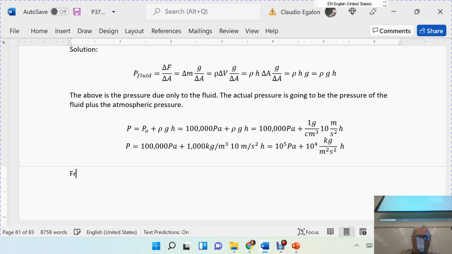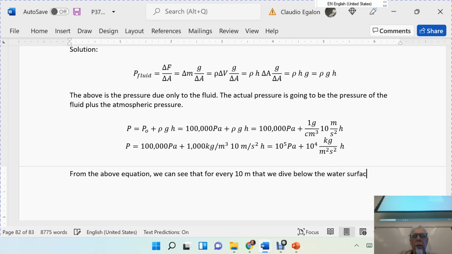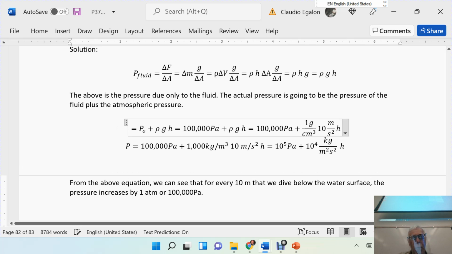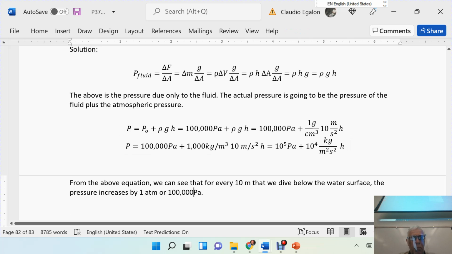So from the above equation, we can see that for every 10 meters that we dive below the water surface, the pressure increases by 1 atmosphere, or 100,000 Pascal.